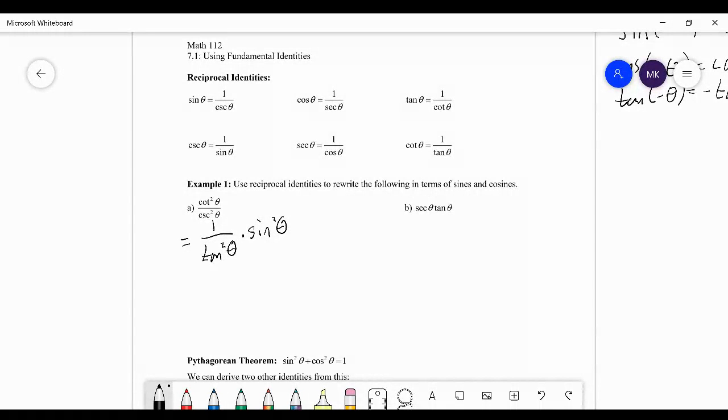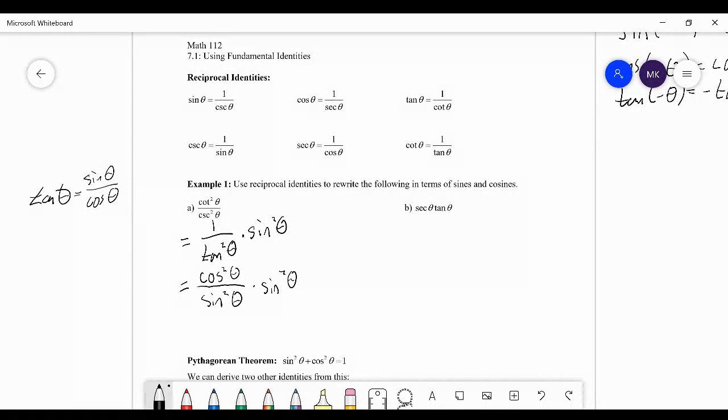But what we can do is we can say, oh, wait, that's right. Tangent, right? If we remember, we could write tangent of theta as sine of theta over cosine of theta. So that means 1 over tangent squared theta is really just cosine squared theta over sine squared theta. We still have our times sine squared theta.